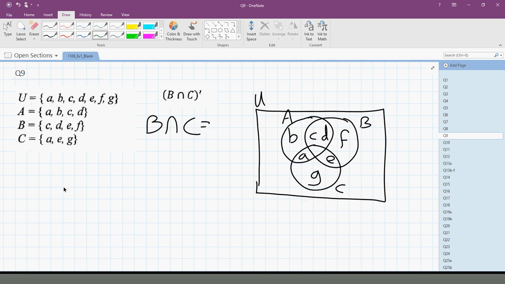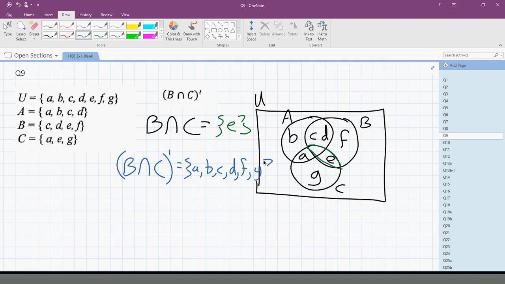So when we look at that, we come into here. What is in common between B and C? The letter E. There we go. And now what are we going to do? The complement. So what did complement mean again? Everything that's not in that. Give me everybody else but E. A, B, C, D, F, G. There you go. So now we just do the complement of this, which is A, B, C, D, F, G. That's a G. And there you go.